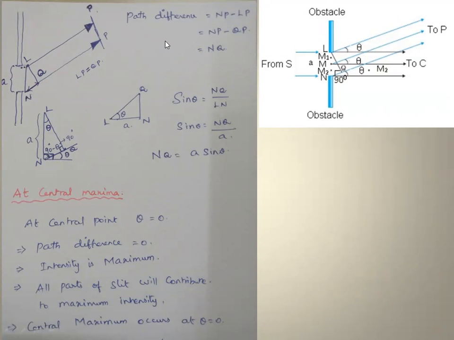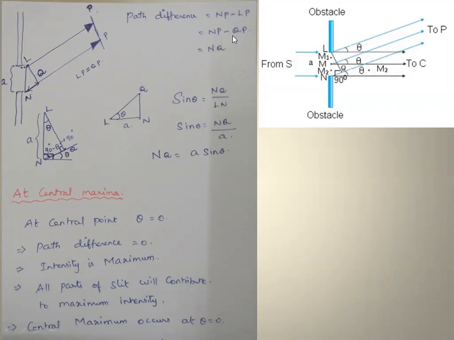So in this path difference, this is NP minus LQ, minus LP. So NP minus LP. Here, LP is equal to QP. Can you understand this? From this point, LP is equal to the point QP over here. So instead of LP, I'm substituting the value of QP, as per the diagram.